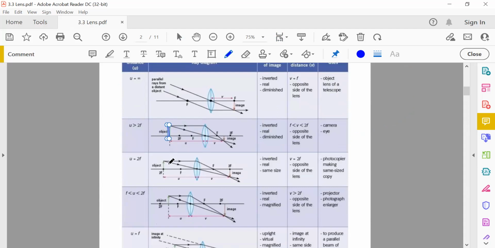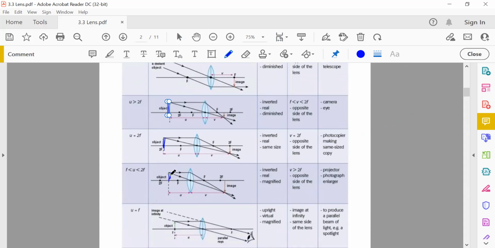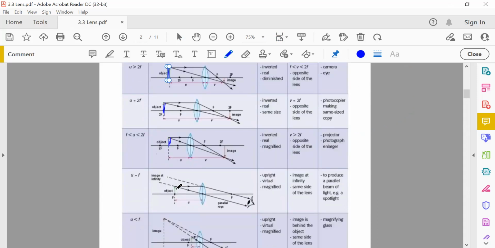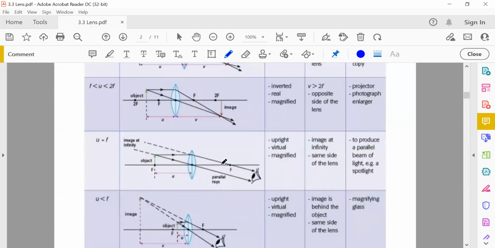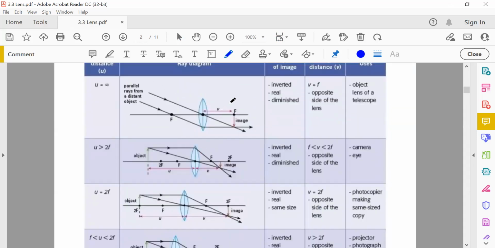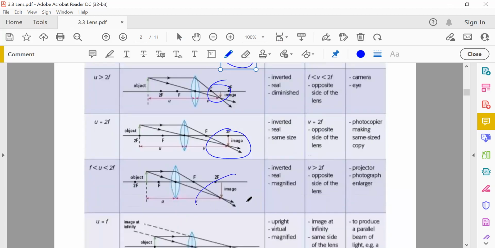Depending on where you position your object, you'll see that this object is beyond 2f, this object is at 2f, this object is in between 2f and f, this object is on f, and this object is in between the f and the optical center. Depending on where you position your object, you will definitely have different characteristics of the image produced here.